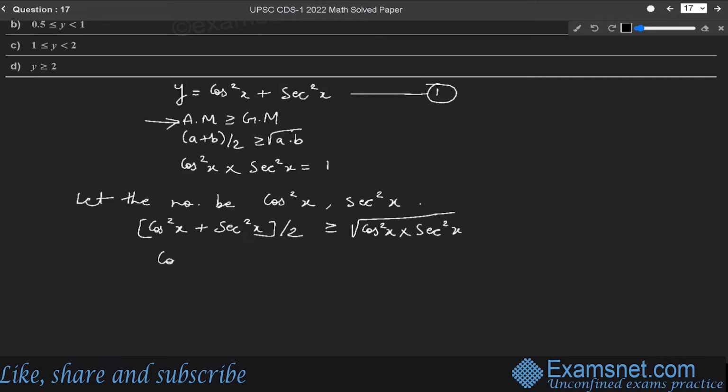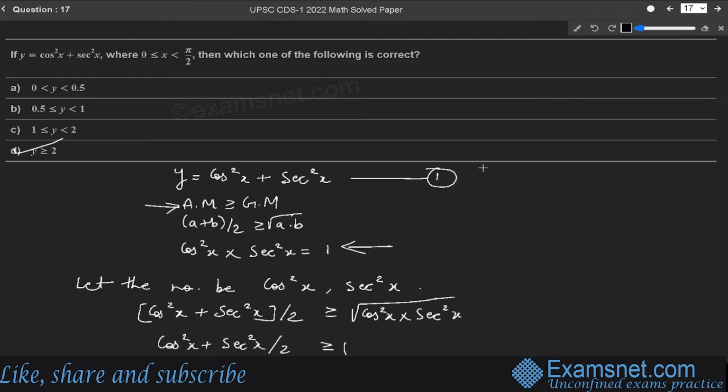So on further solving, it will be cos square x plus sec square x upon 2 will be greater than or equal to 1, because we know that the value of cos square x into sec square x is equal to 1. Therefore, it will be 1. On further solving, cos square x plus sec square x is greater than or equal to 2. Now from the first equation, we can say that y is greater than or equal to 2. Therefore, the correct relation for this question is y is greater than or equal to 2. So the correct option for this question is option number D.